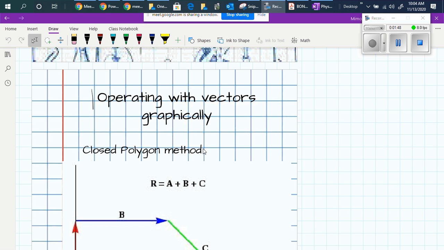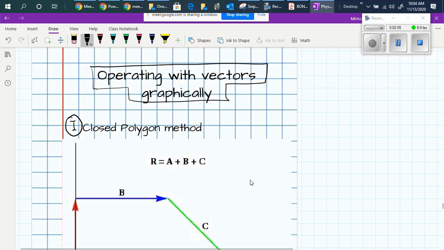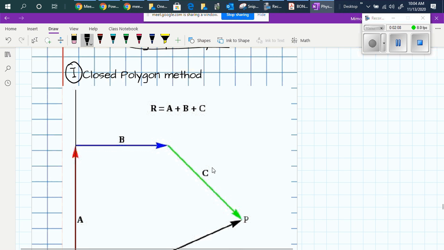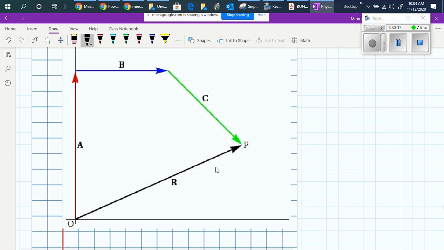When we are operating with vectors graphically, there are two ways that we deal with them. The first one is known as the closed polygon method. The closed polygon method is used widely for graphically adding vectors when we have more than two vectors. It's very effective. In this case, we have a vector A, a vector B, and a vector C.